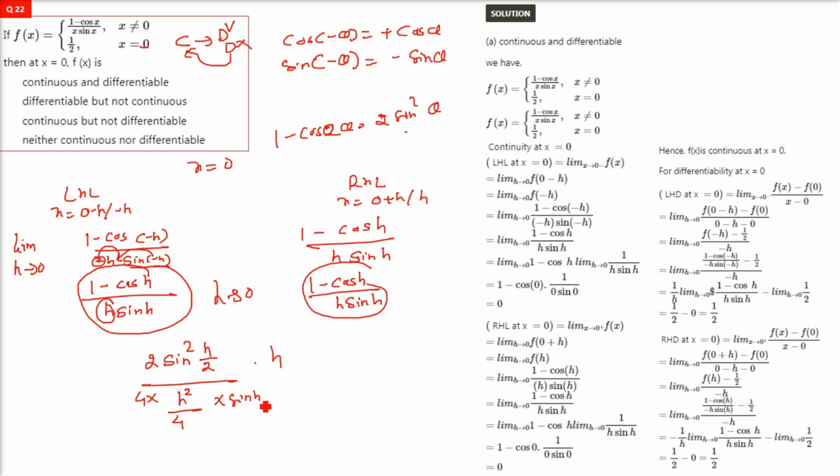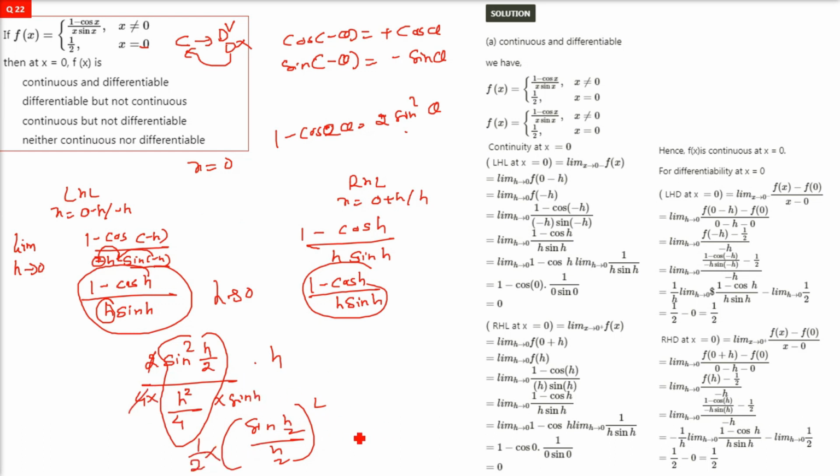Now we know most of the results. This is (sin(h/2)/(h/2)) whole square. This is (sin theta/theta) whole square, and we know that sin theta by theta is 1. 2 by 4 will give you half.